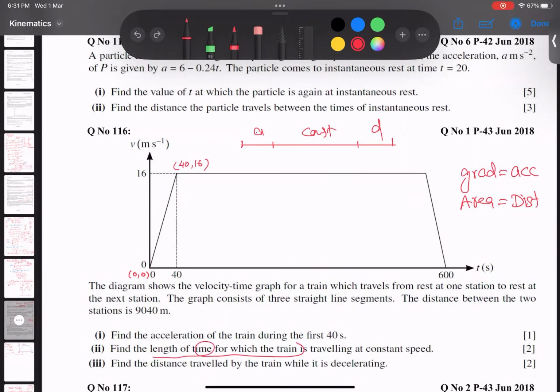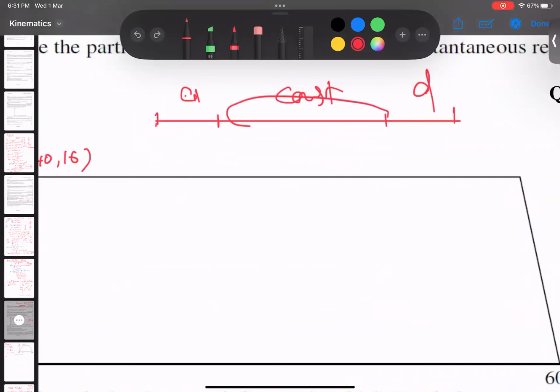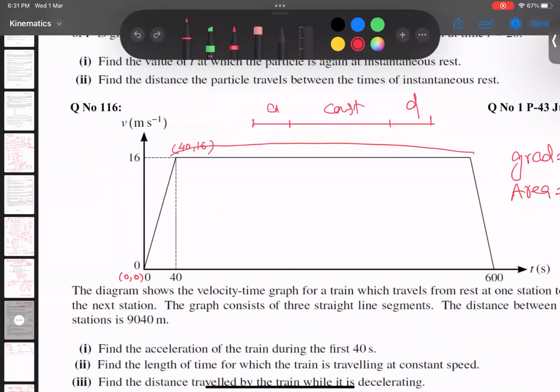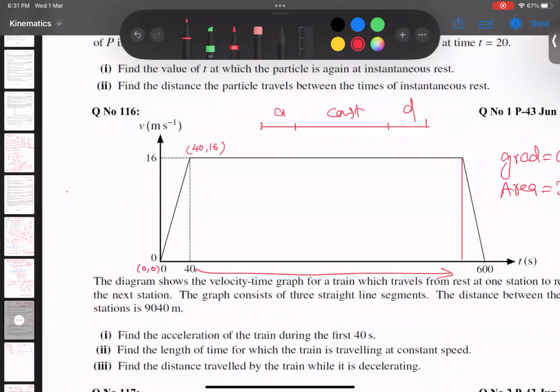Next, the length of time for which the train is traveling at constant speed. In the diagram, this is called constant speed. So I will drop a line here down. This time is my concern. And what is the plan behind this? I have a trapezium diagram here.